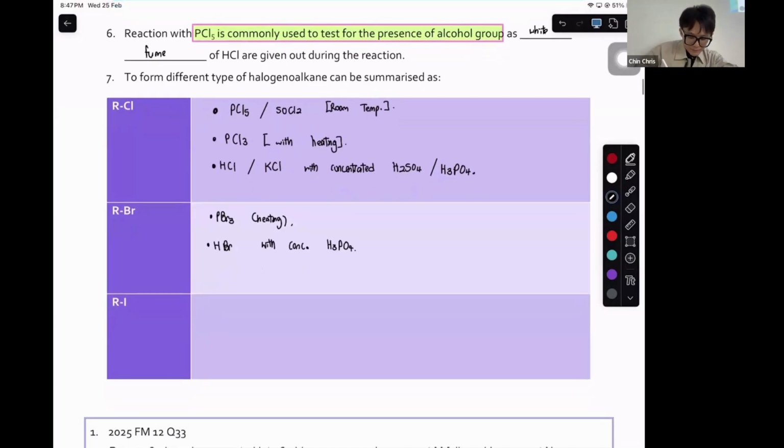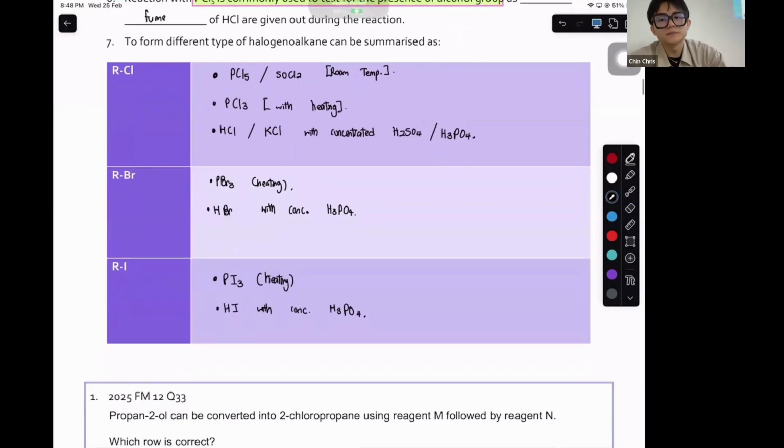All right guys, next. If you want to get an iodoalkane, it can be PI3 with heating, or also HI with concentrated H3PO4. That's it. Done.